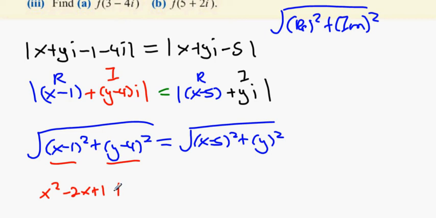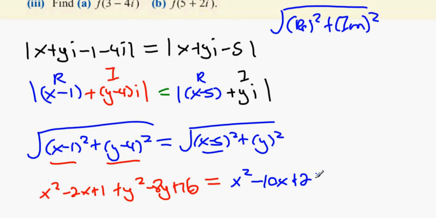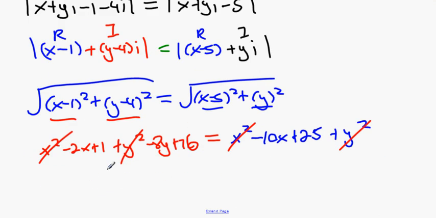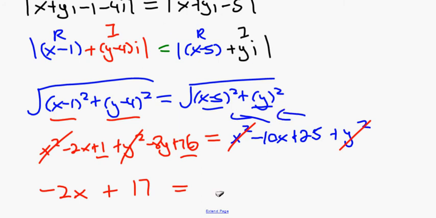And this here equals y squared minus 8y plus 16. This here is going to equal x squared minus 10x plus 25. And this part here is going to be plus y squared. Cancel off what you can on both sides. The y squareds cancel, the x squareds cancel, and what we're going to get is 1 plus 16 is 17, minus 2x plus 17 equals minus 10x plus 25. Bring them over the other side and they're going to be plus 10x minus 25.